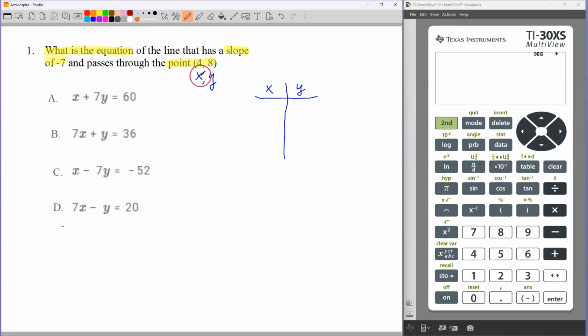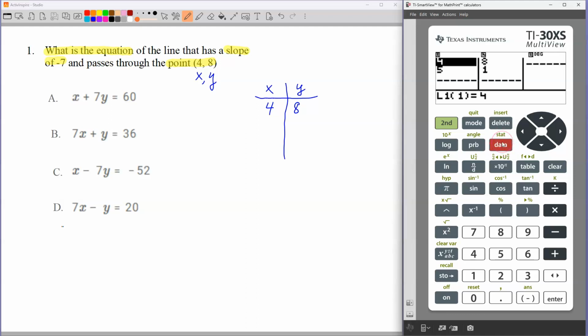With this point, the first value you see with a point is your x value. So x is 4. The other value, the second value, is your y value. 8 is your y value. Now I'm going to go ahead and enter this into a table. And actually, you're not going to use the table button here. You're going to use the data button. So click the data button on your calculator.